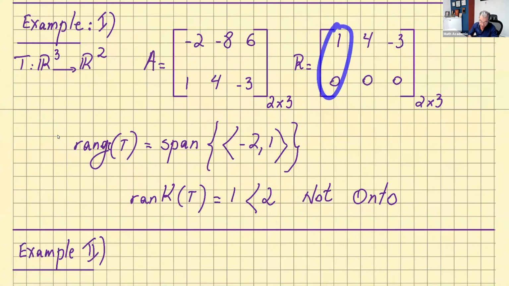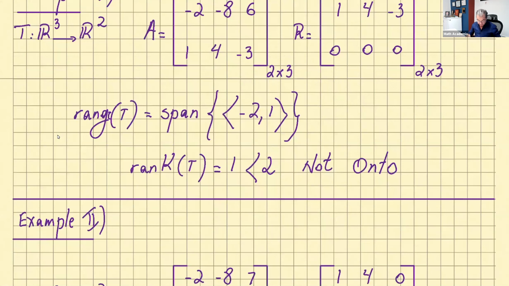So this is the corresponding column, negative 2, 1. We notice we have one vector here, and the rank of T is going to be 1, and that's less than 2, which is m. So this is not onto.